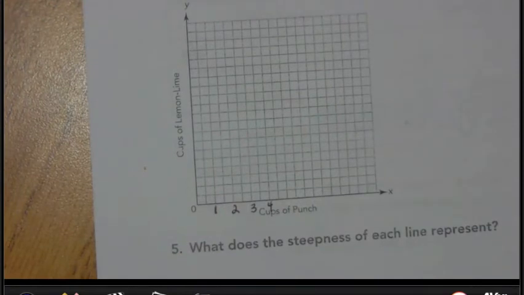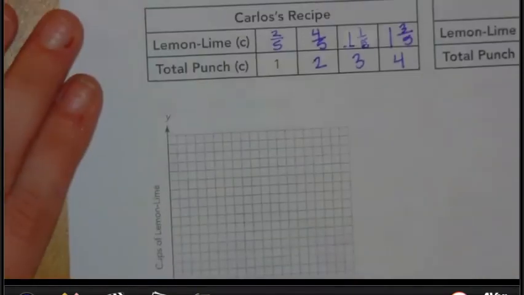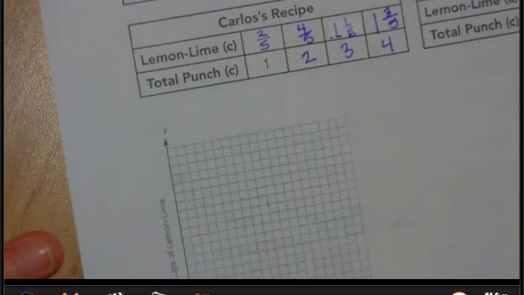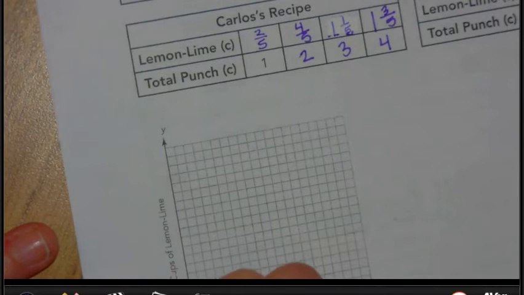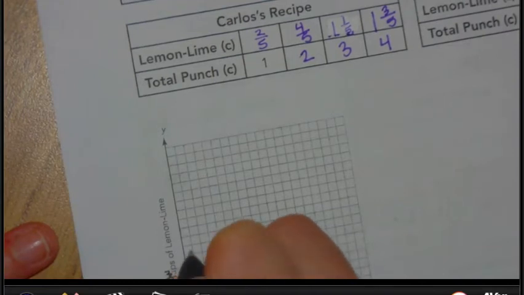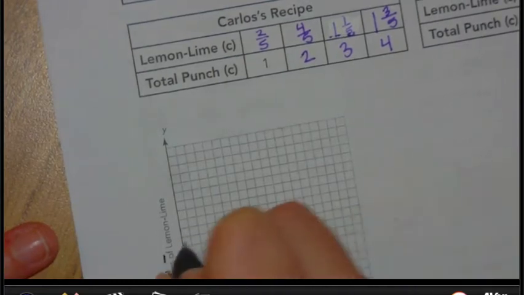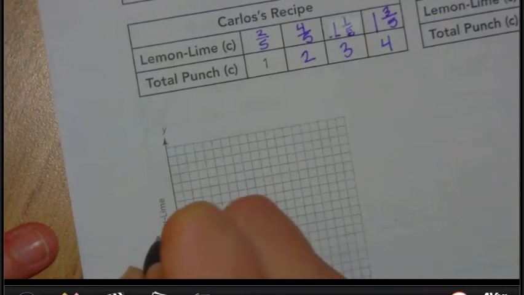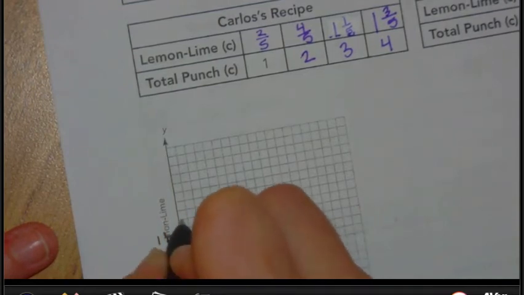And let's see, I don't go above 1. So let's start this off right here with 1/4, 2/4, 3/4, 1.